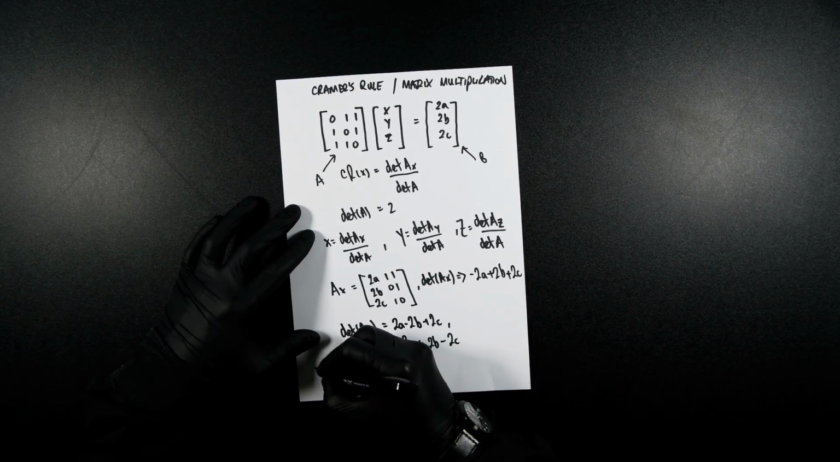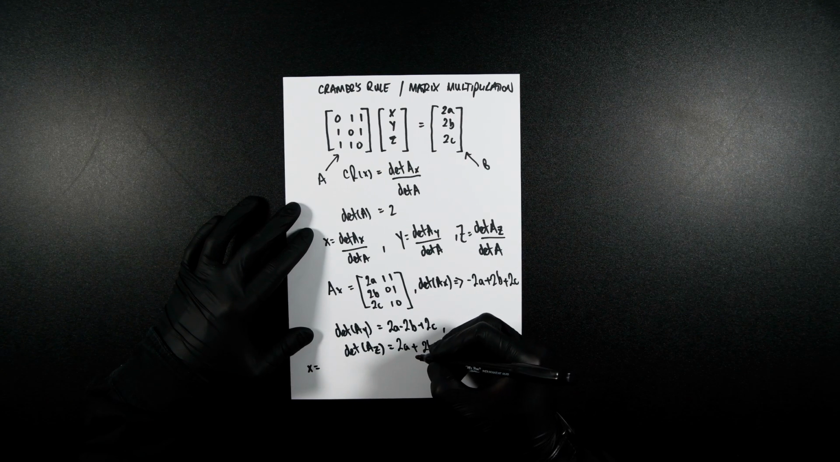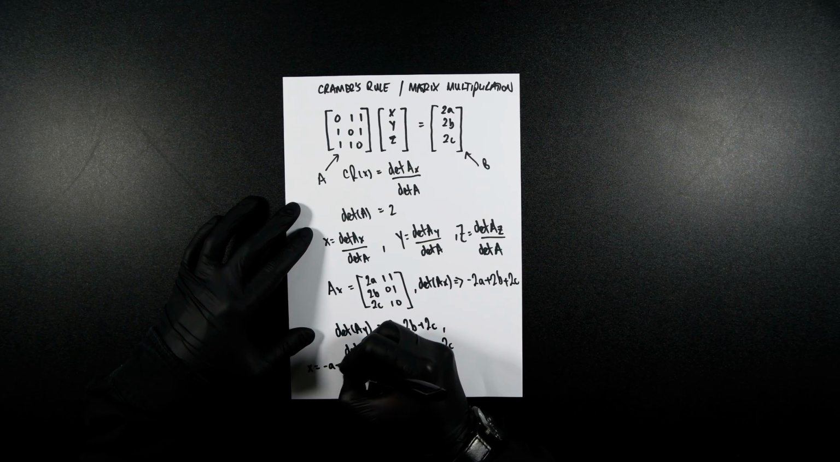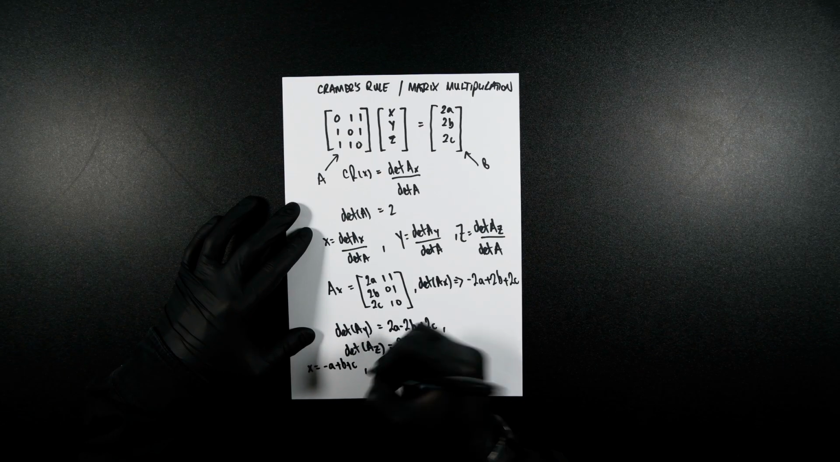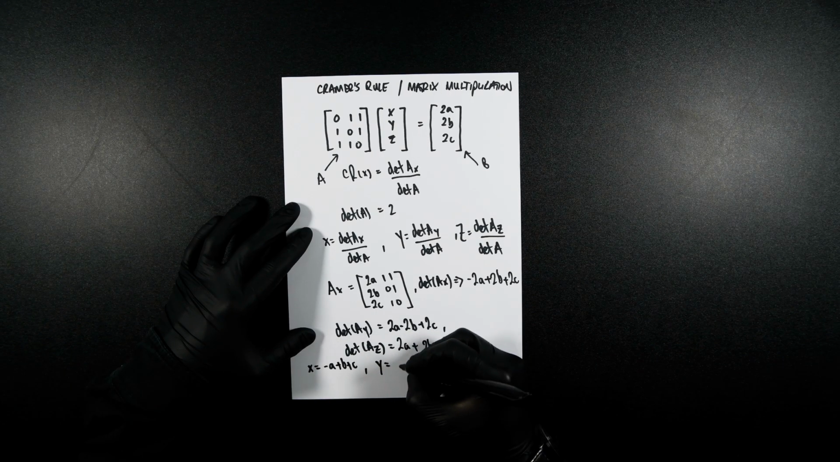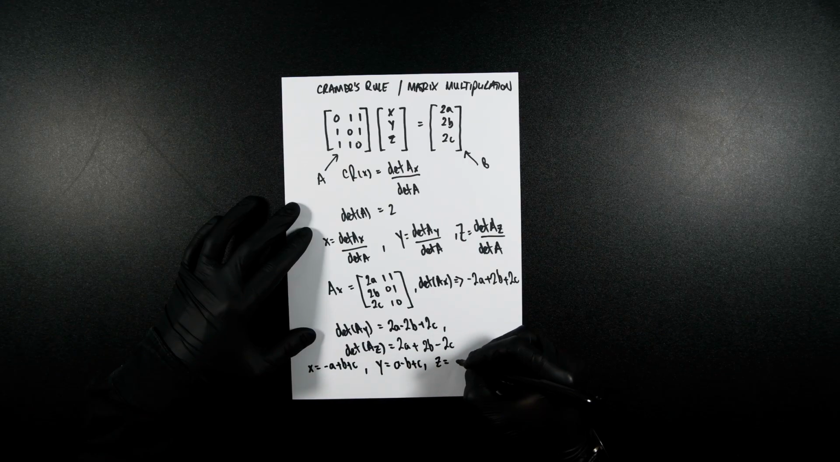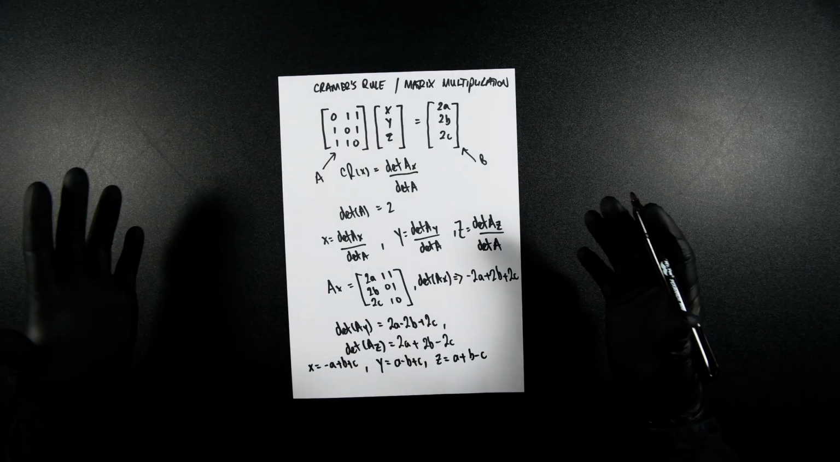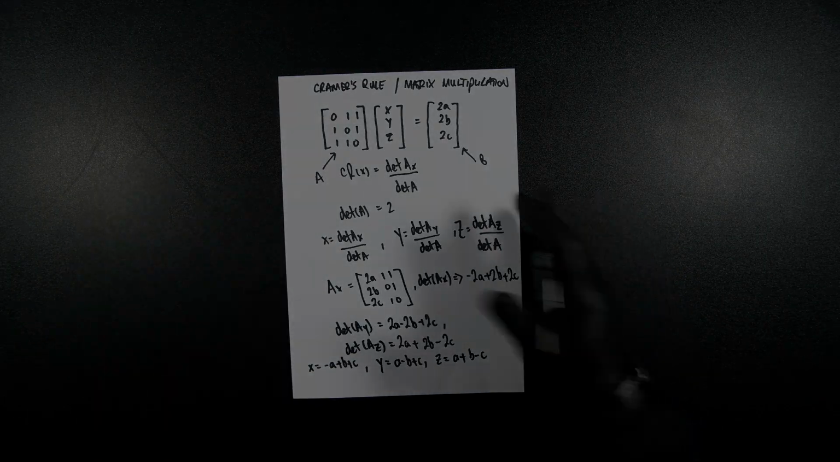So therefore, we're going to have x equals minus a plus b plus c. Y would equal a minus b plus c. And z would equal a plus b minus c. And like that, we are done.